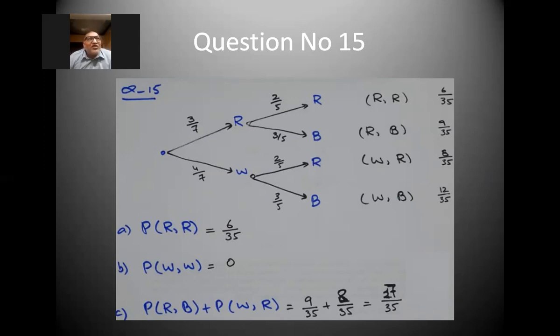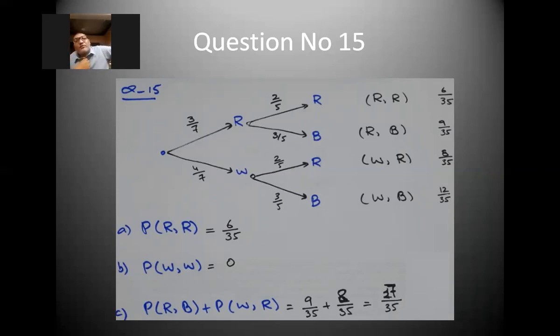White, white is not present there. So this probability is zero, because in the second bag there was no white. So the probability of getting a white, white option is zero. Then we have exactly one red ball. That is only possible with red, blue plus white, red. Out of the four given options, this happened two times.